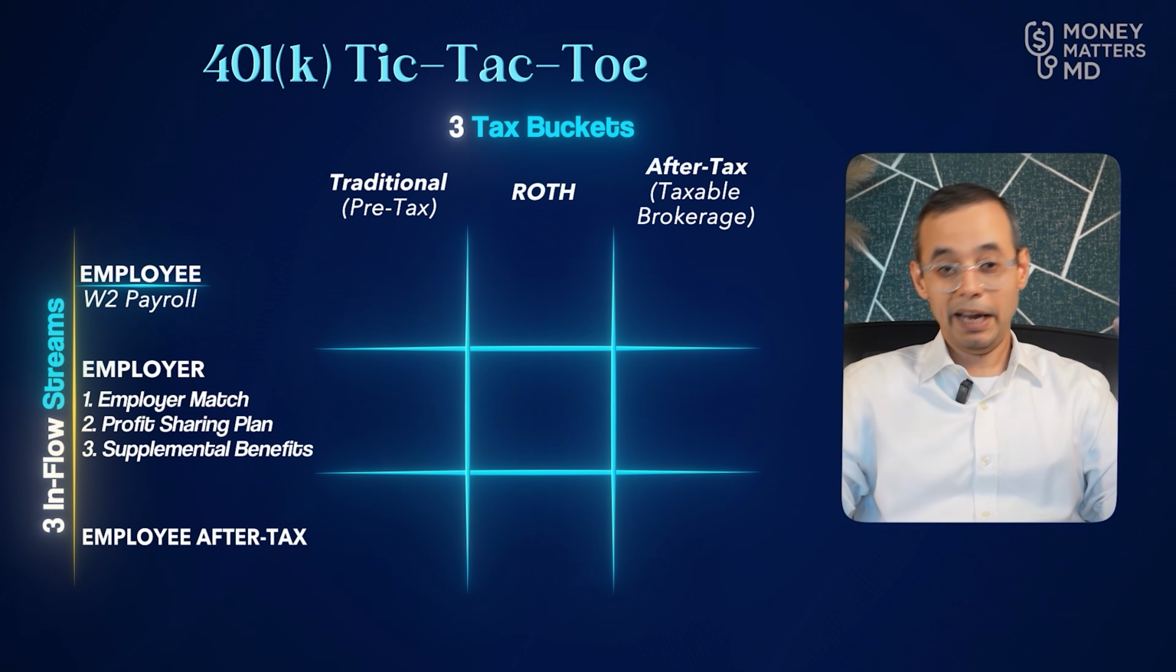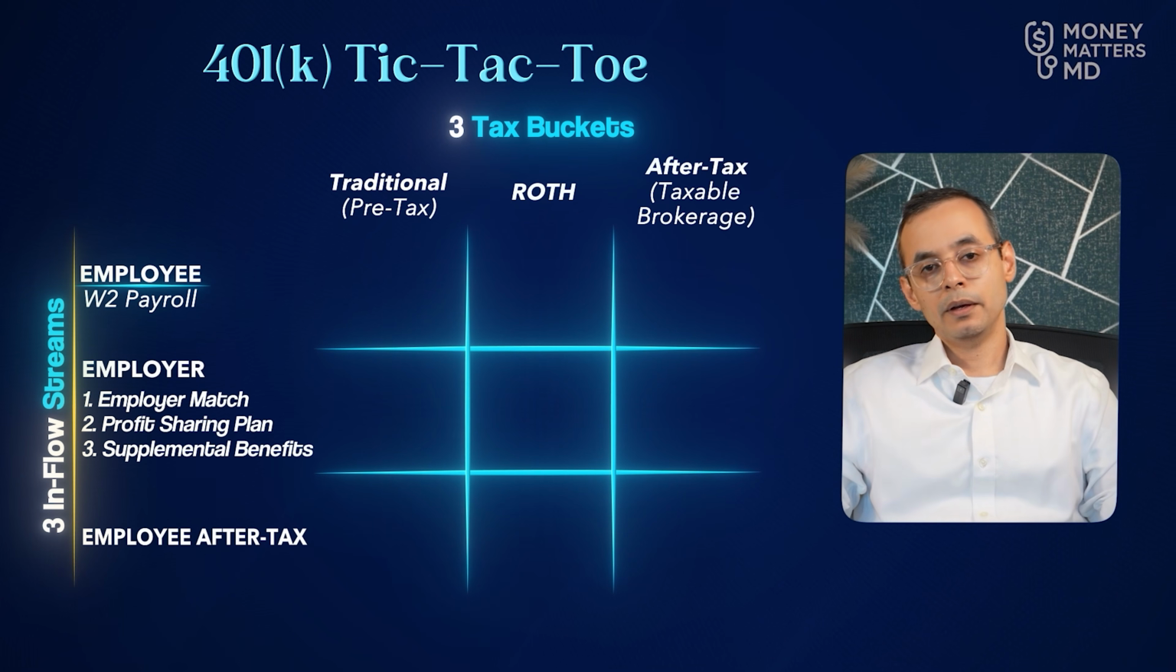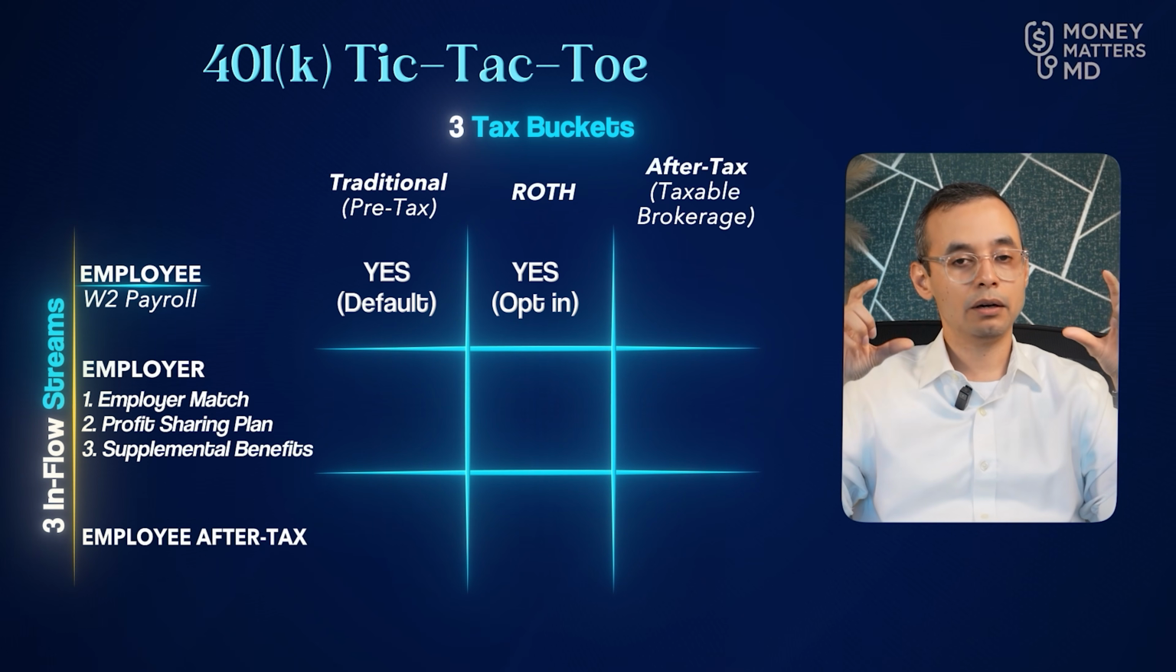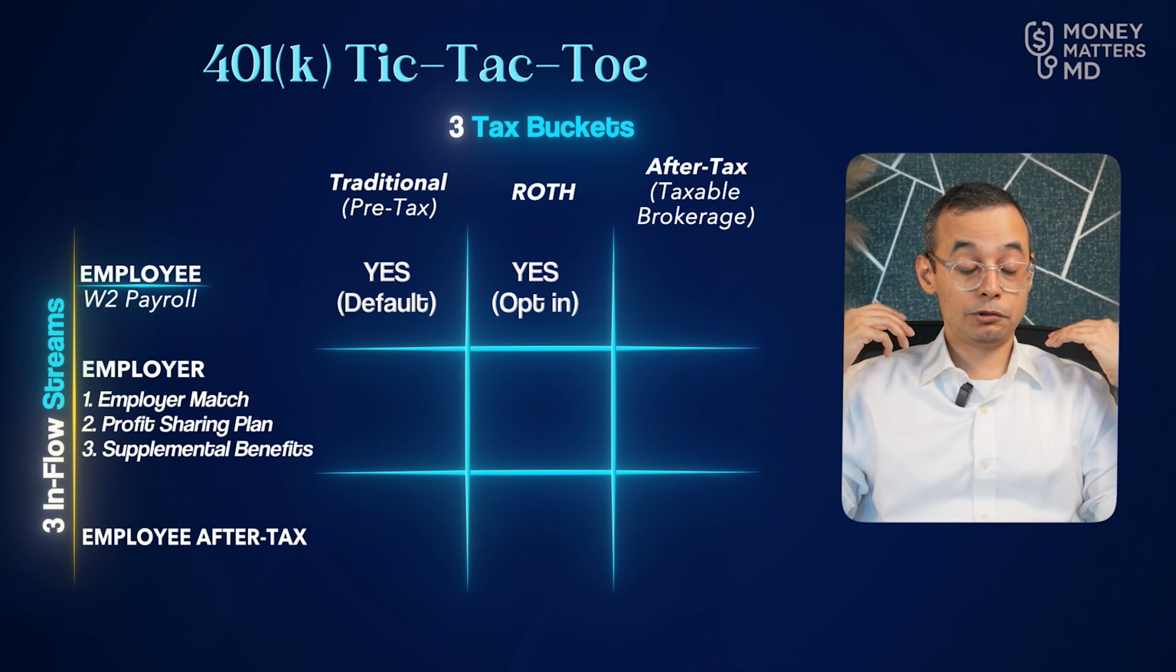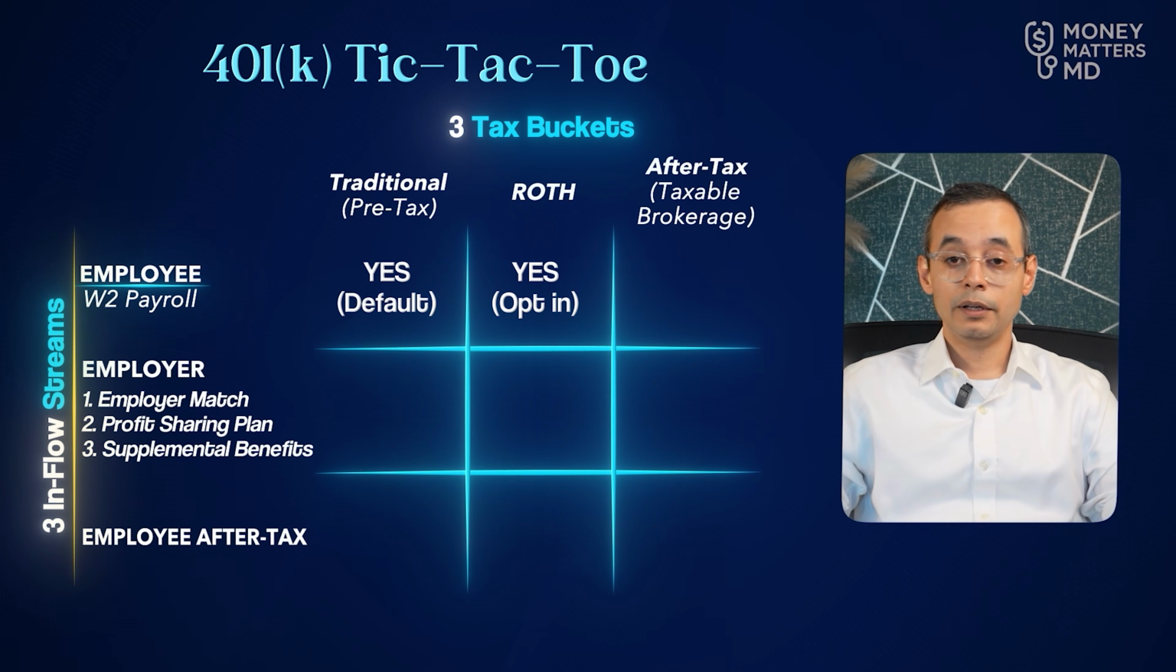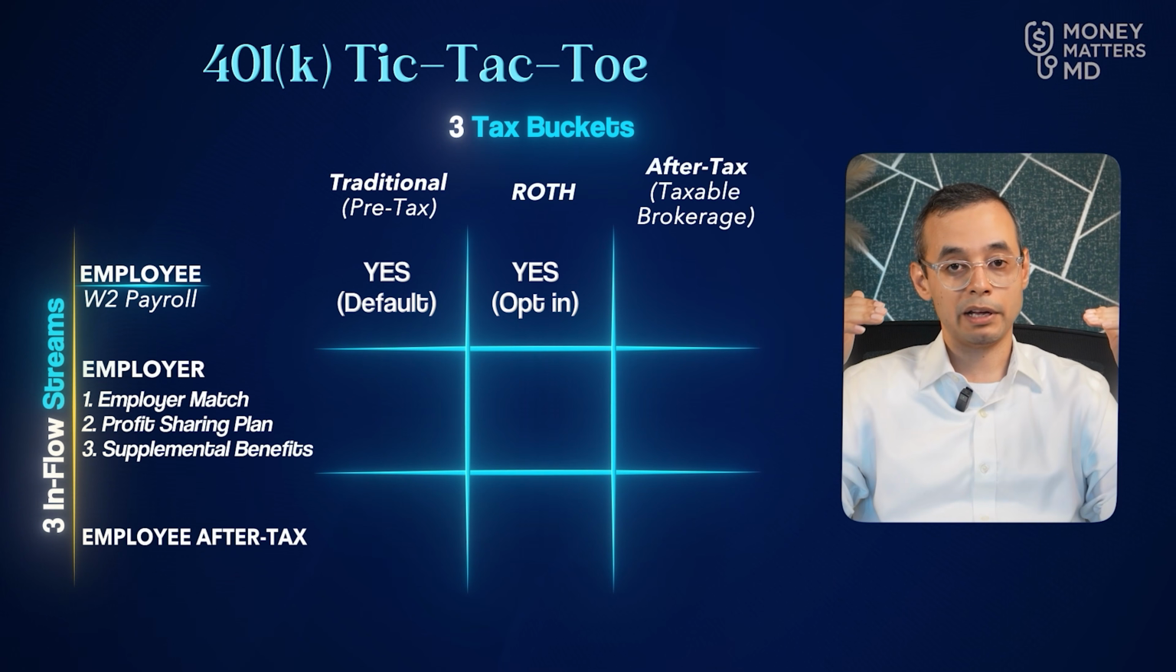Now let's talk about the 3 inflow streams to the 401k plan. The first one is the employee contribution. So this is the most traditional way we know and love. The employee makes contributions to the 401k plan through their W-2 payroll deduction. Every year during open enrollment, for most companies somewhere between December and January, you will have an option. You log into your employer's 401k plan website and plug in what percent of each paycheck you want to contribute to the 401k plan. You can also put in the exact dollar amount you want deducted from every paycheck.